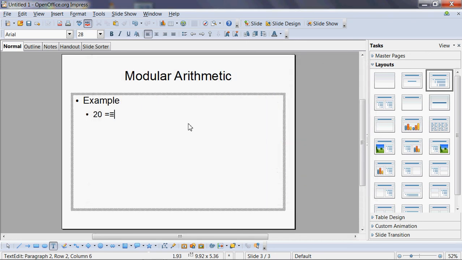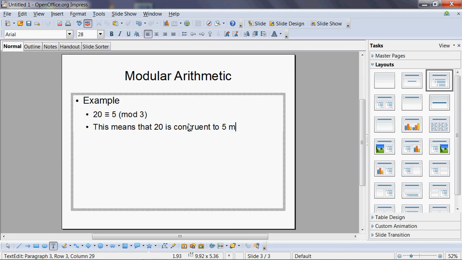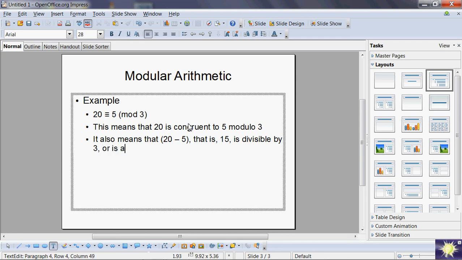This was the one. So this 20 is equivalent to 5, 3. This means that 20 is congruent to 5 modulo 3. It also means that 20 minus 5, that is 15, is divisible by 3, or it's a multiple of 3. So this is basically the essence of the definition of two numbers being equivalent to each other modulo a third.